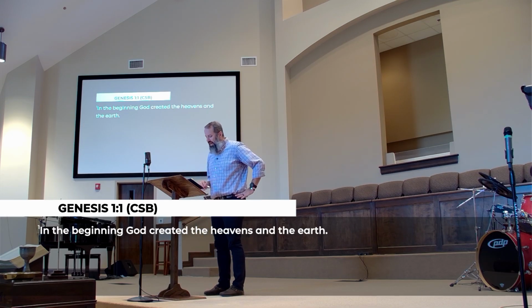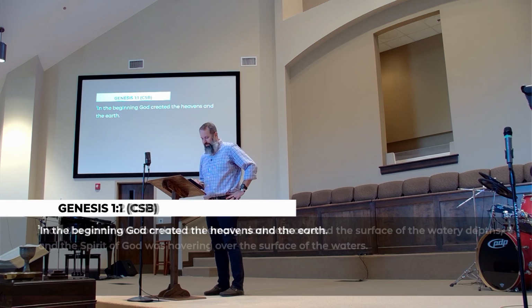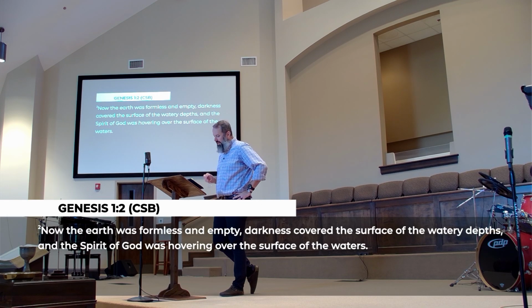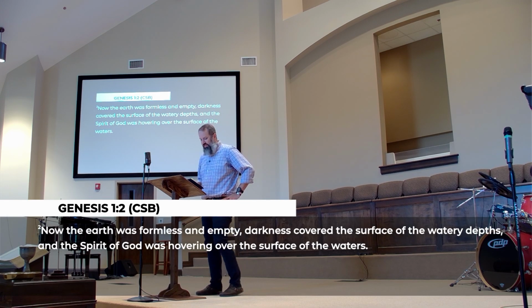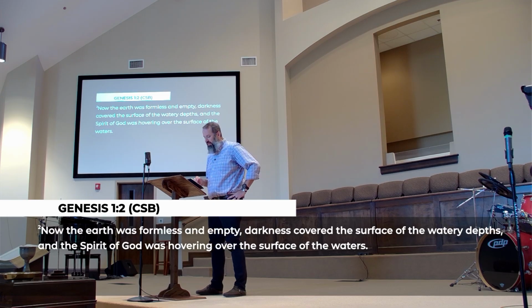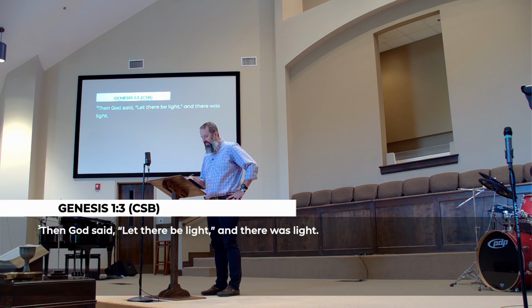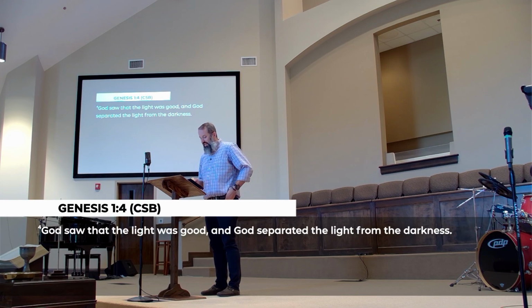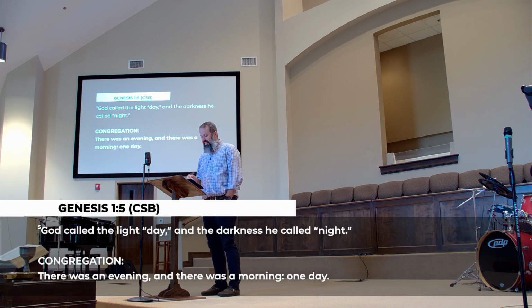In the beginning, God created the heavens and the earth. Now the earth was formless and empty. Darkness covered the surface of the watery depths, and the Spirit of God was hovering over the face of the waters. Then God said, "Let there be light," and there was light. And God saw the light, that it was good, and God separated light from darkness. God called the light day, and the darkness he called night.